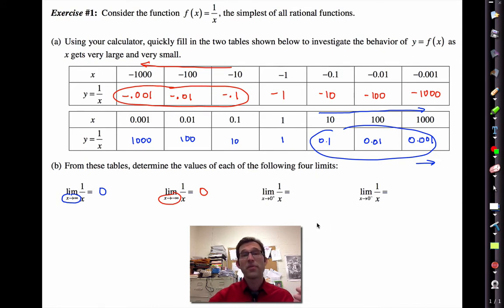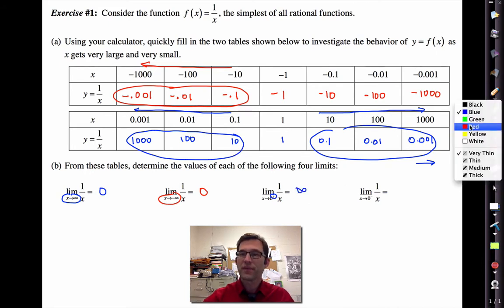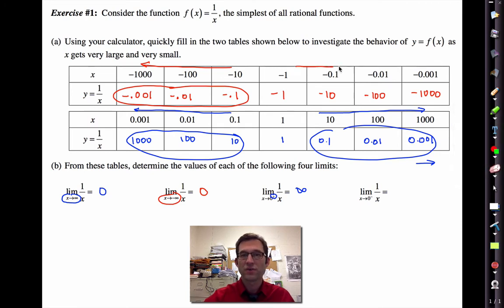But we can also flip that coin over, right? If I look at x going to 0, but from the right, that's in here, going towards 0, but from the right, look at these y values. They're just getting larger and larger. They're going to infinity. And likewise, if we have x headed towards 0, but from the left, those y values are getting bigger and bigger, but in a negative sense.